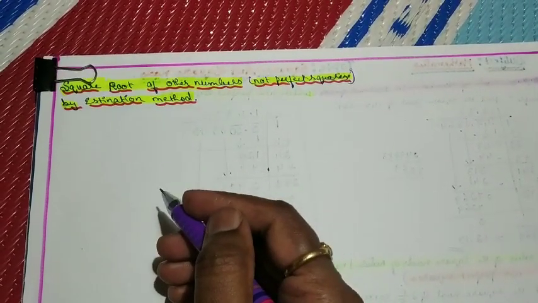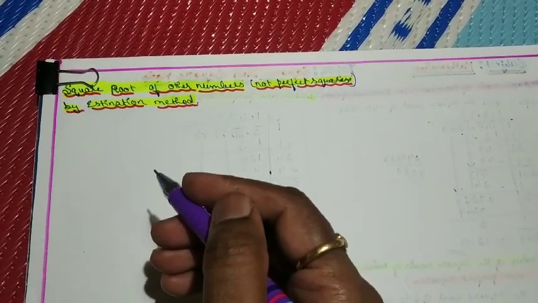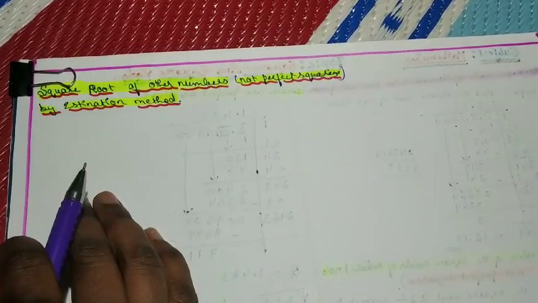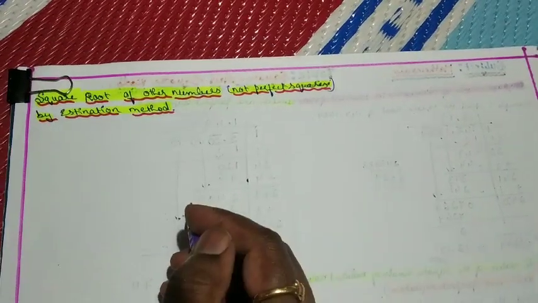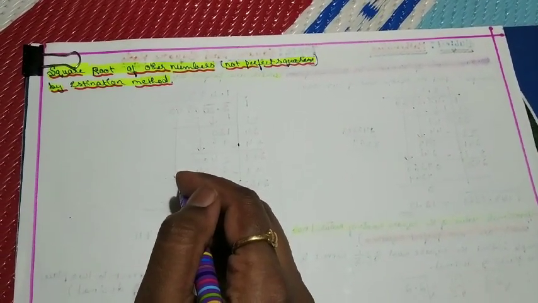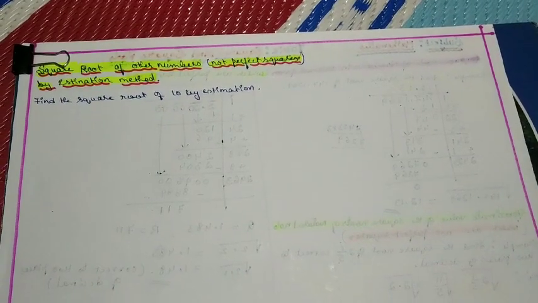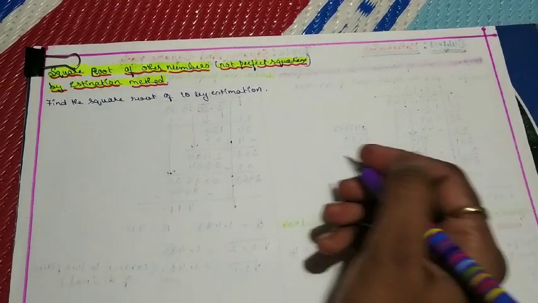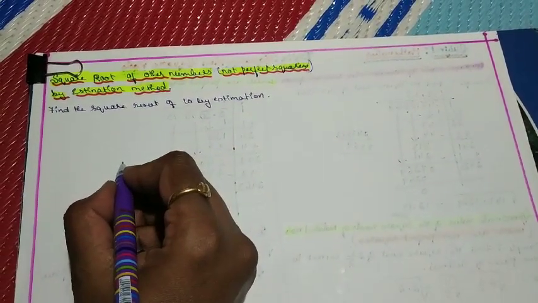In such cases, we can use the estimation method in finding the square root of such numbers. So let me explain this method by taking one example. Find the square root of 10 by estimation method. For this, let me tell you what we need to do.